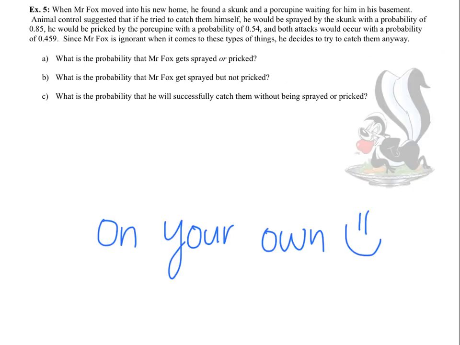Also on your own, consider example 5 from when Mr. Fox is moving into his new home. A suggestion for the solution to example 5 is to try and draw a tree diagram where you show the probability of getting sprayed by the skunk or not in the first level, and the probability of being pricked by the porcupine or not on the second level.